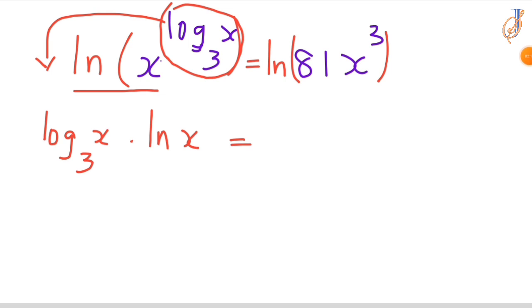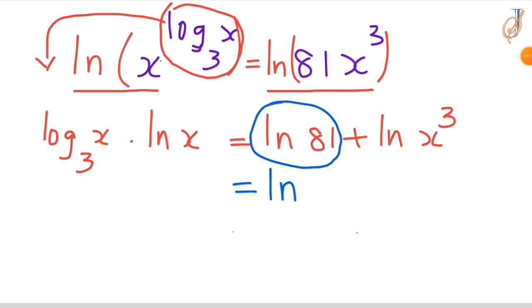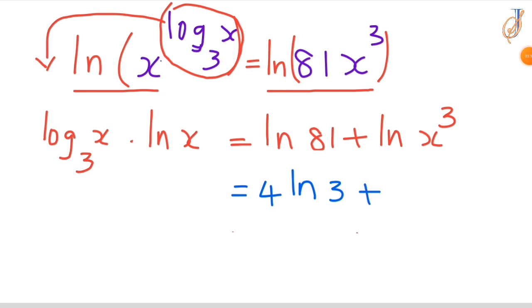Here ln of 81 times x raised to the power of 3 is in the form of ln of ab. Ln of ab, we can write as ln a plus ln b. Use that property here. So we can write this as ln 81 plus ln x raised to the power of 3. This expression natural log of 81, we can write as natural log of 3 power 4. Whatever is in the power comes and stays in front. Again use the property here. So it turns into 4 times ln 3 plus ln x raised to the power of 3.